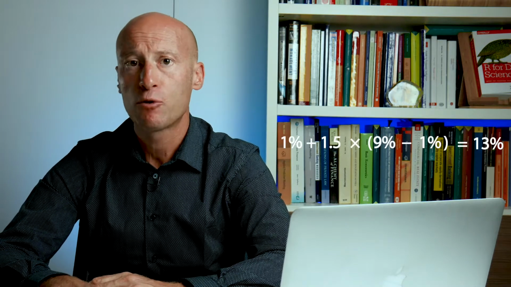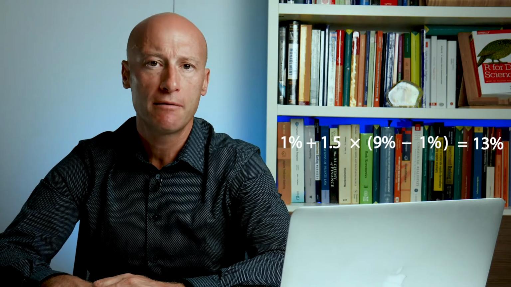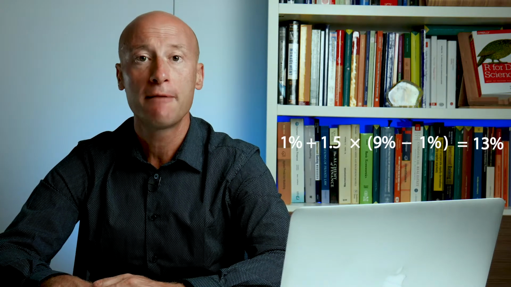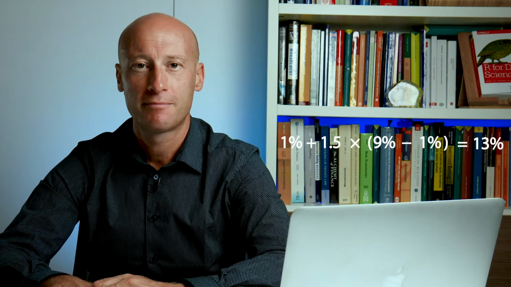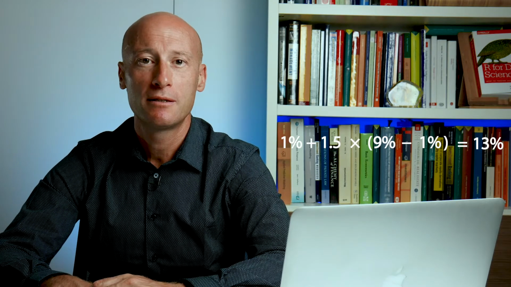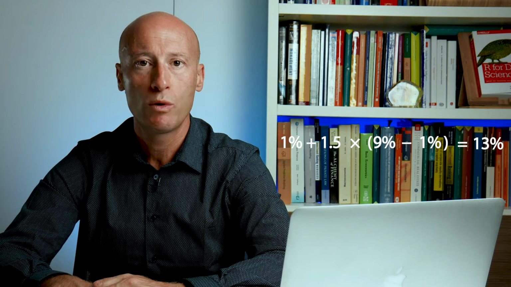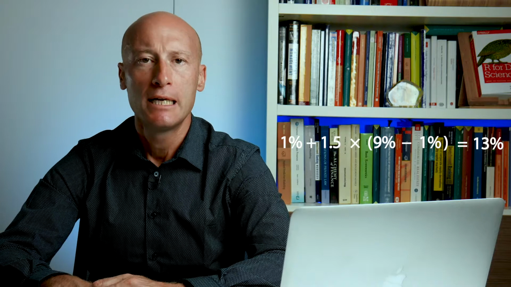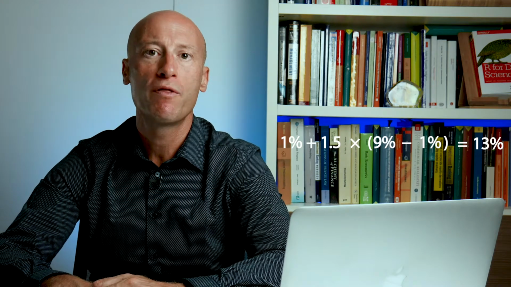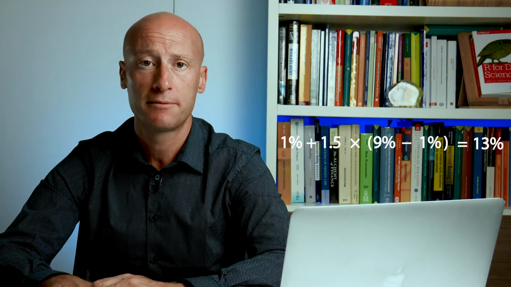Consider this example where the risk-free return is 1%, the expected return on the market is 9%, and the target security's beta is 1.5. The risk premium component in the required rate of return would be 1.5 times (9 minus 1), that is 12%. The expected return on the security would therefore be 13%.